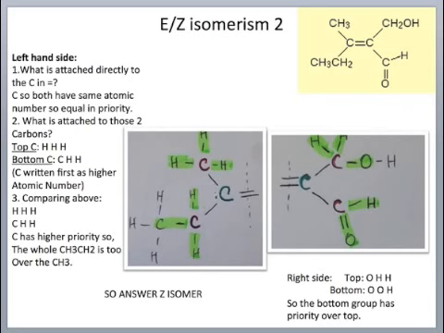So now that we know that this bottom group is higher priority, and on this side this group has higher priority, we can now see that because they're both on the same side, this isomer would be called a Z isomer.